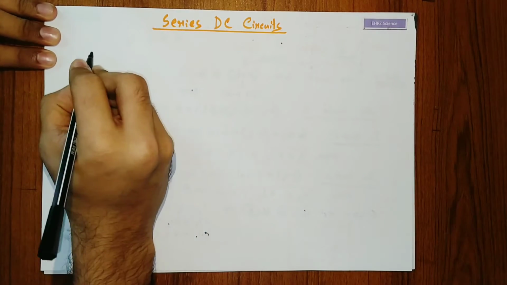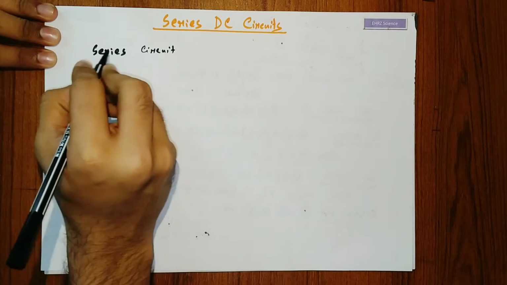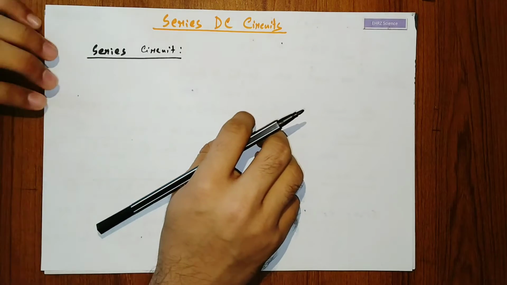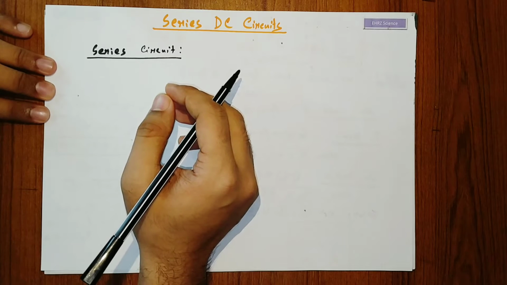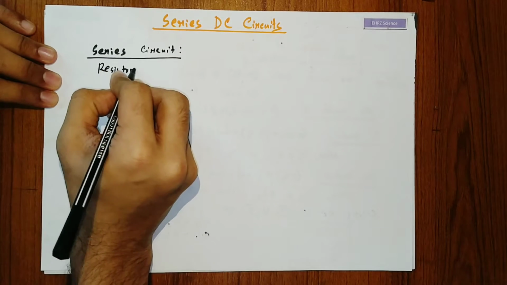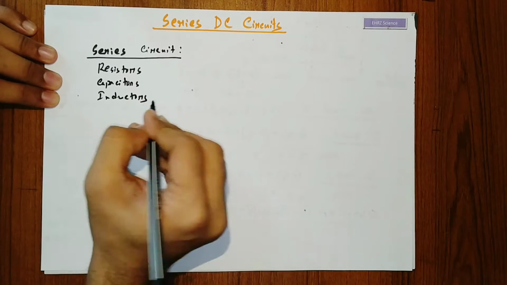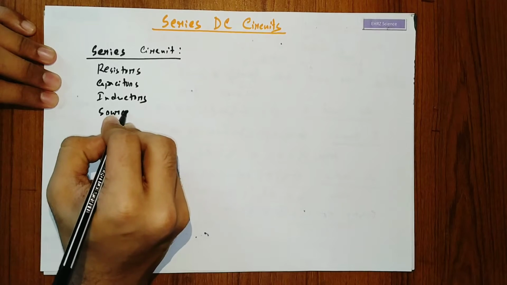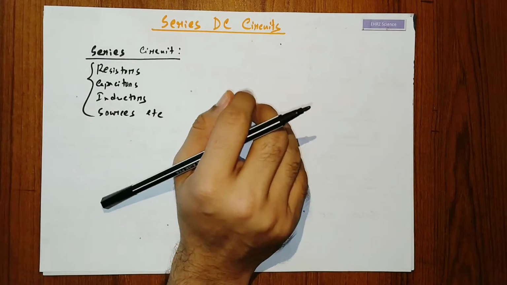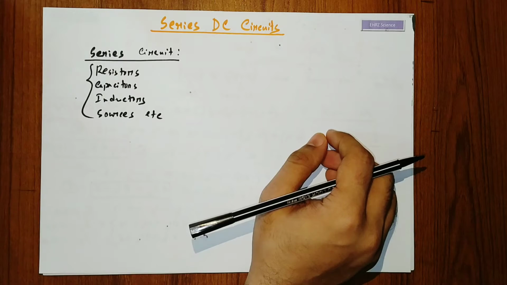So, what is a series circuit? You all know that a circuit consists of many electrical equipment like resistors, capacitors, inductors, sources, etc. There are numerous electrical equipment, and in a series circuit all the electrical equipments are connected in series.